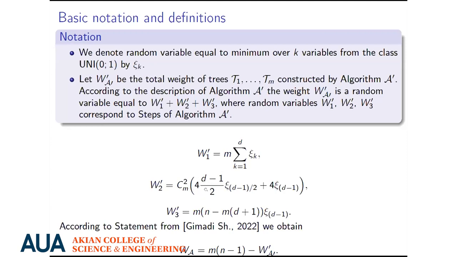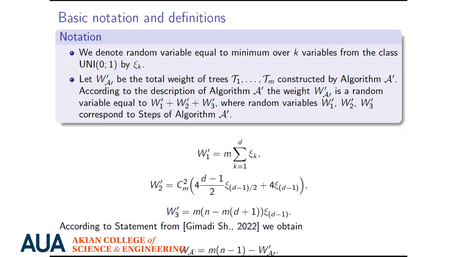The first summand is for pairs, and the second one is for end vertices. And on the third step, we repeat m times the connection of each from n minus m multiplied by d plus one vertices from set V prime, and connect them by the shortest edge to inner vertices. And there are d minus one inner vertices in each path.